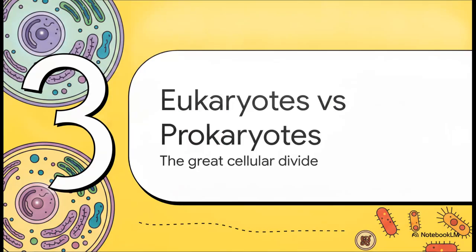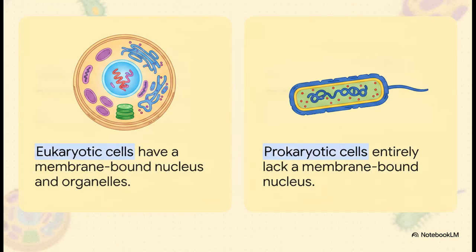Section 3, eukaryotes versus prokaryotes, the great cellular divide. That nucleus we just talked about, its presence or its absence actually forms the most fundamental classification system in all of cellular biology. Eukaryotic cells are those that contain a distinct membrane-bound nucleus. Prokaryotic cells, however, completely lack a membrane-bound nucleus, and this simple structural difference dictates the entire complexity of an organism.